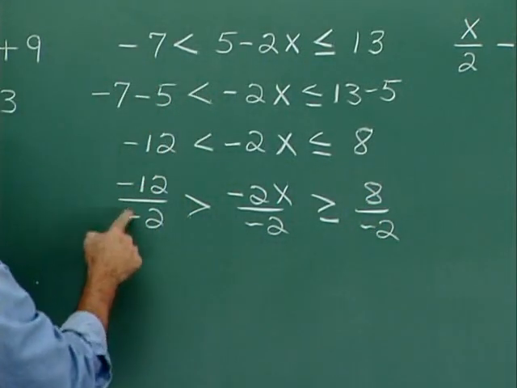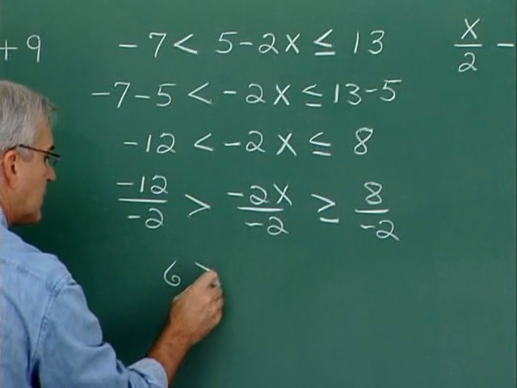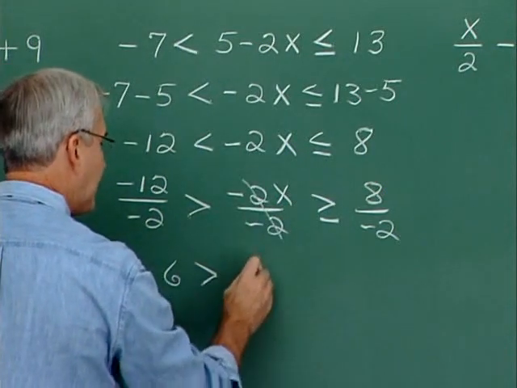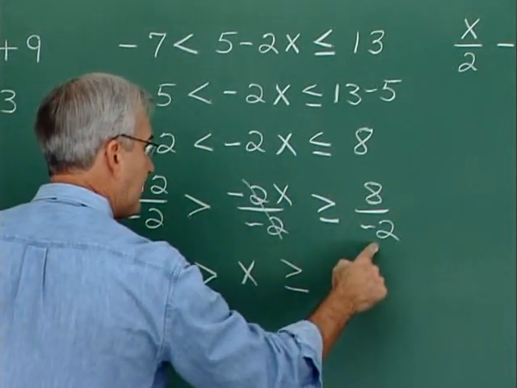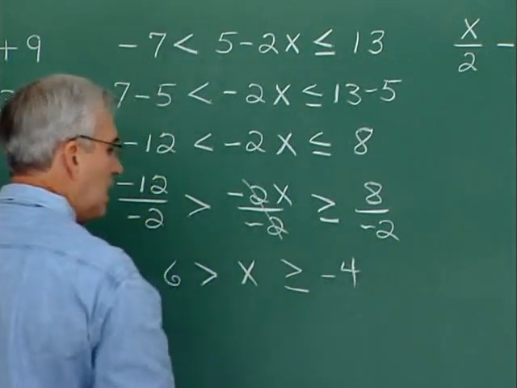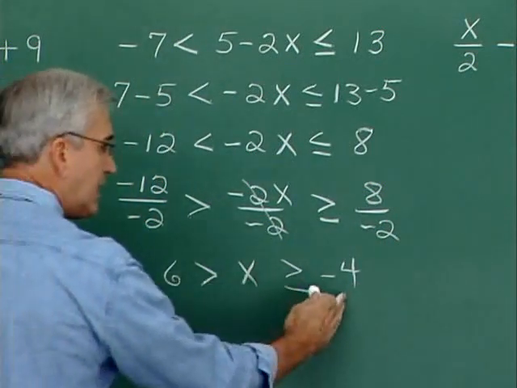All right, -12 divided by -2 is 6, is greater than, these go out and we have x, and then on the right, 8 divided by -2 is -4. Now x then is between 6 and -4.